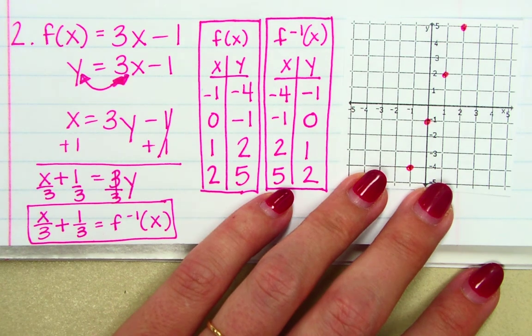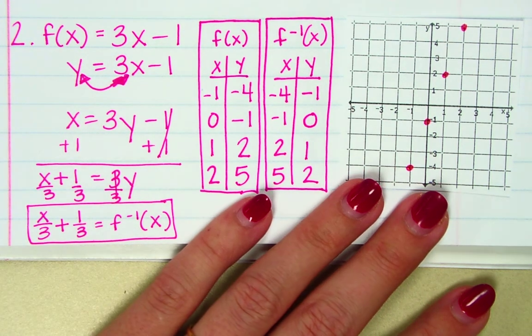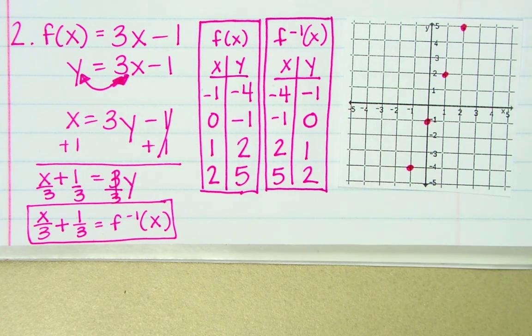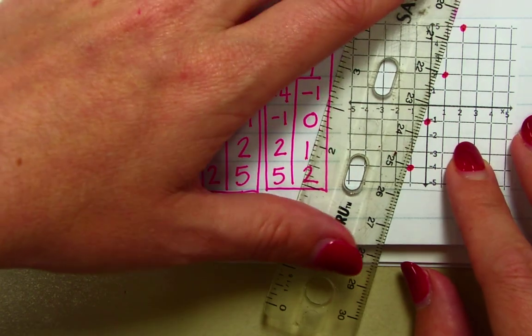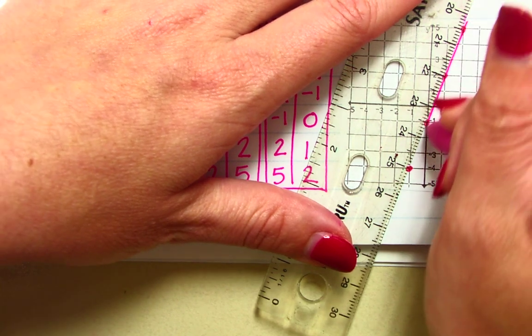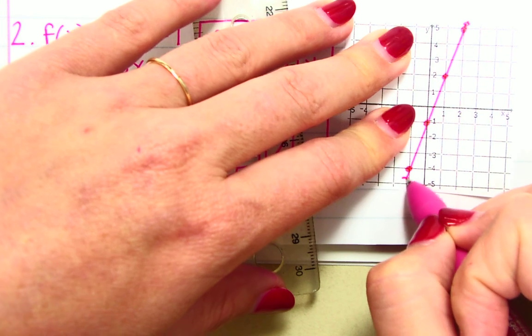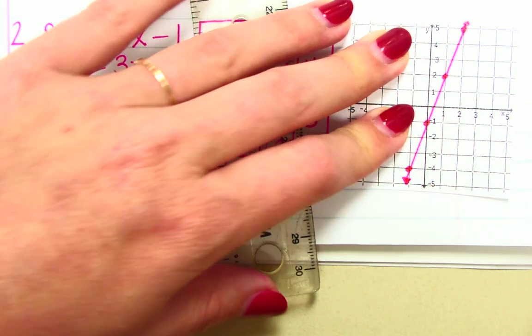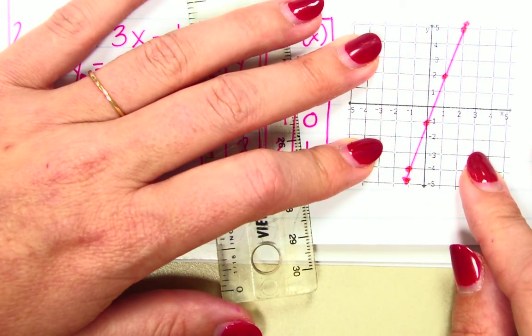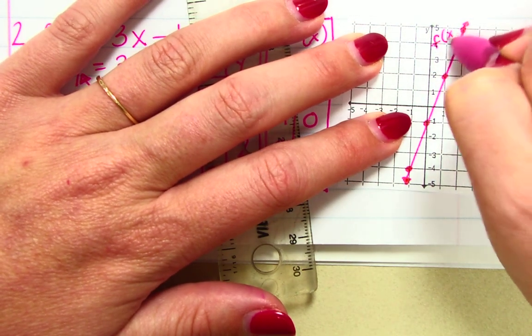Okay, that's my original line, f of x. Now, if you're like me, I'm kind of a perfectionist. I want to make my line perfectly straight. One easy way to do that is to use the edge of your calculator. That's a straight edge that people like to use. I'm just going to make it straight this way. Make sure you put arrows on the end. And I'm going to label it and make sure I know that this is f of x. This is my original one.